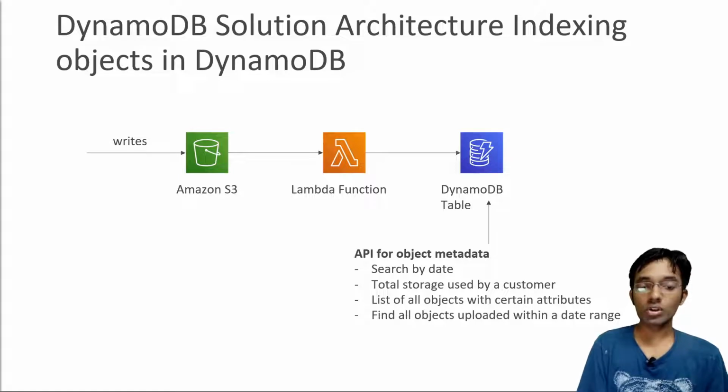And the cool thing about it is that now we can create an API to search for the object metadata by creating the right indexes, the LSI and the GSI. So some things we can do thanks to this architecture is now we can say, okay, give me all the objects by date in Amazon S3, or give me the total amount of storage used by a certain customer, or give me all the objects that have certain attributes. So by having these objects in S3 only, we could never answer this kind of queries, okay? And by having it in a DynamoDB table, it becomes quite trivial, okay?